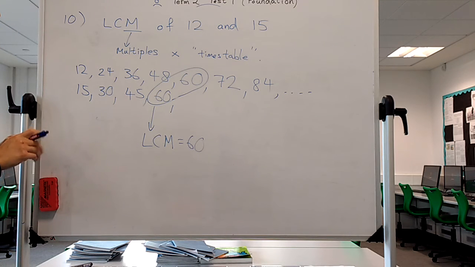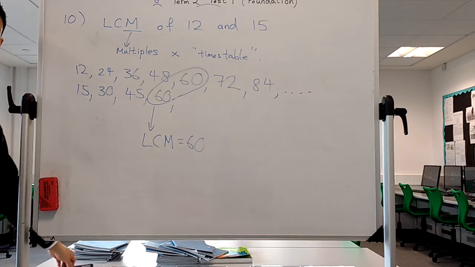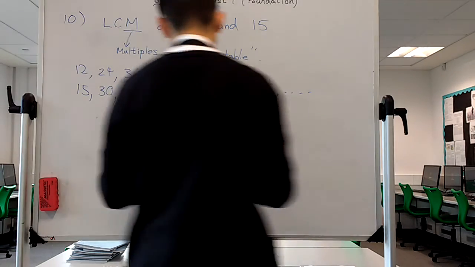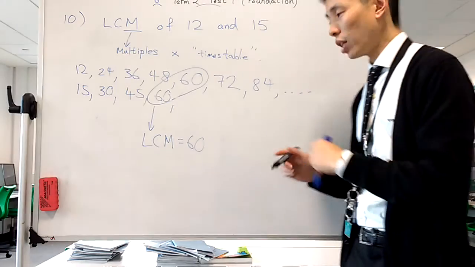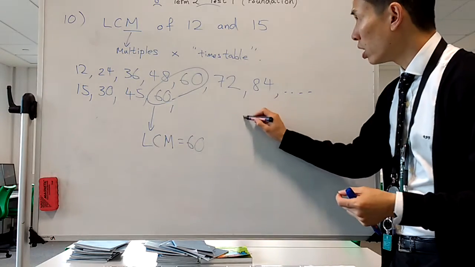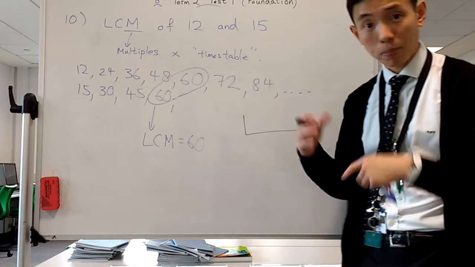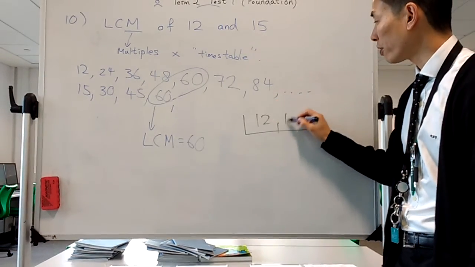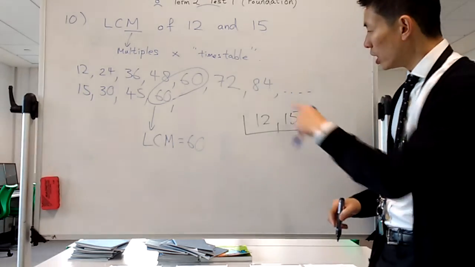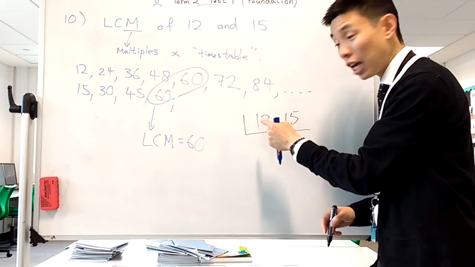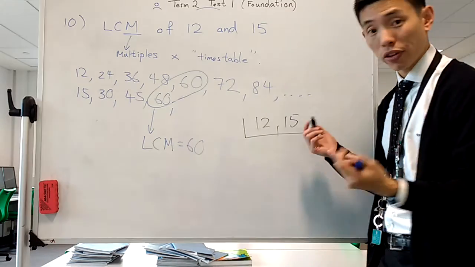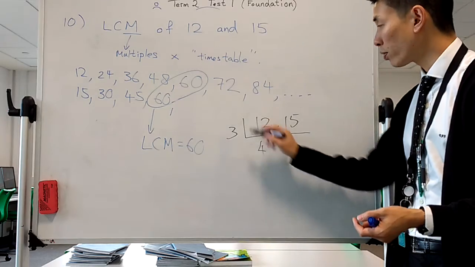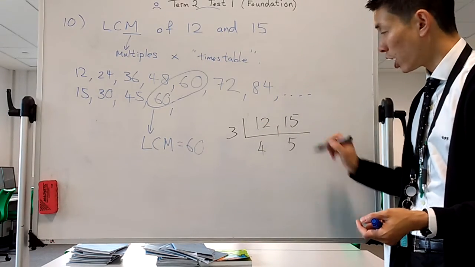Okay, I'll show you a very fast way of doing it, but not everybody likes this. This is a method used in other countries. You put a division bracket, a bus stop method, but inverted. So, you put 12 and 15 there, and you will have to find a number that will be able to go into both numbers. So the first number I can think of is 3. 3 times 4 is 12. 3 goes into 15, 5 times.